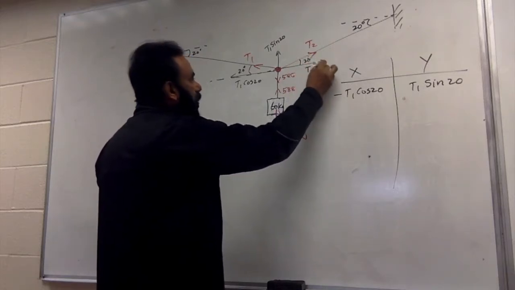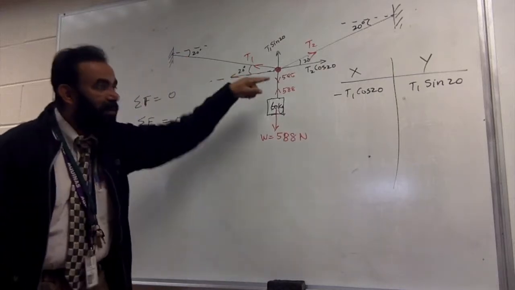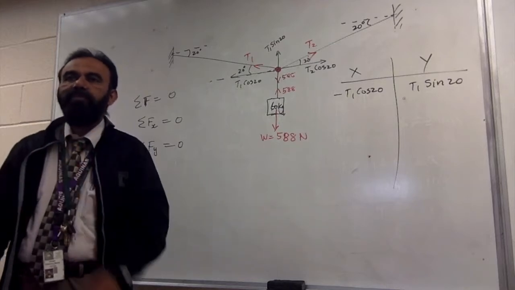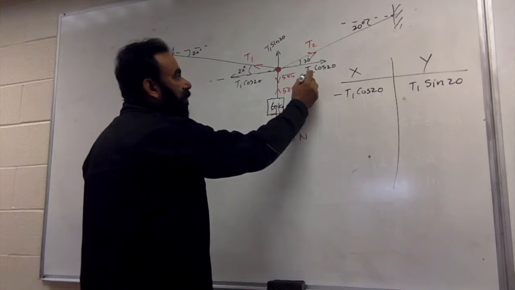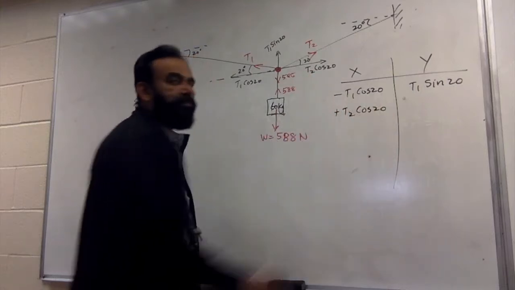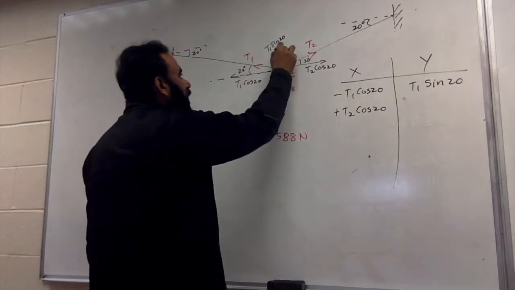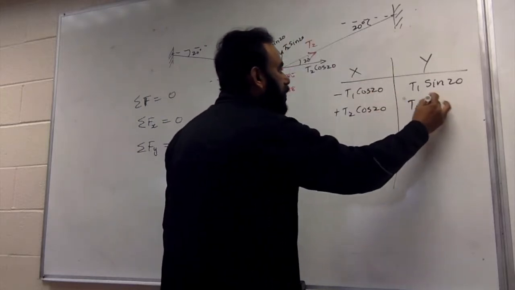T2 cosine 20. Now why I told you to draw a big enough diagram is to put all these things inside. If you make a tiny diagram, you will find it so difficult to put things inside. So this is positive or negative? Positive, right? So positive T2 cosine 20. And what is the vertical component of that? T2 sine 20. I'll put T2 sine 20.